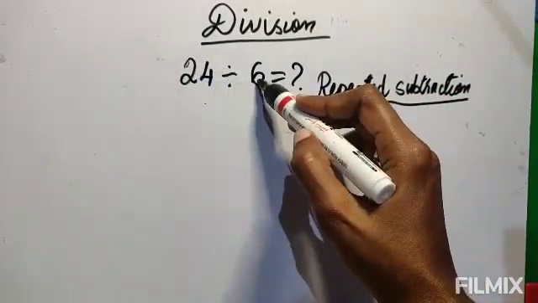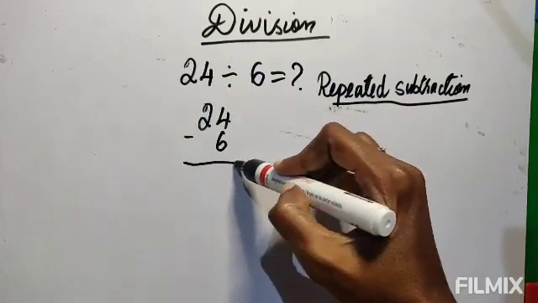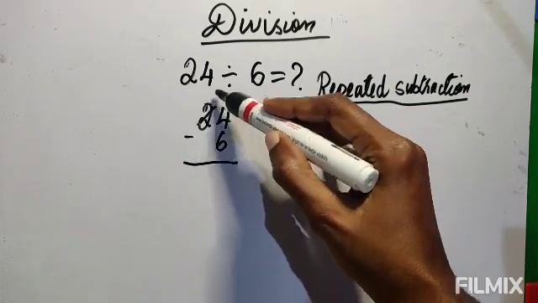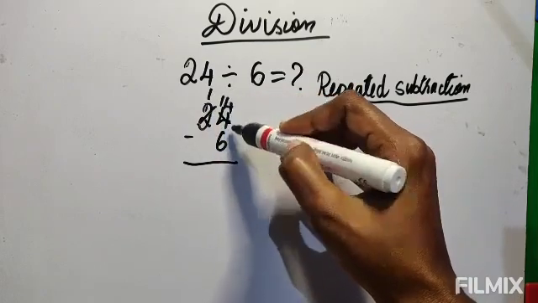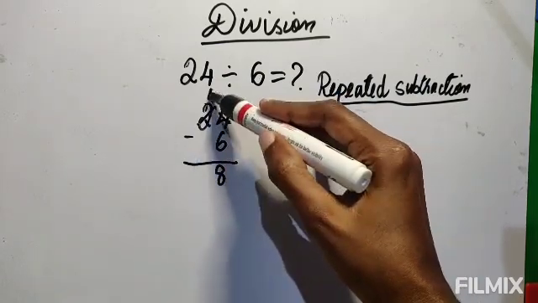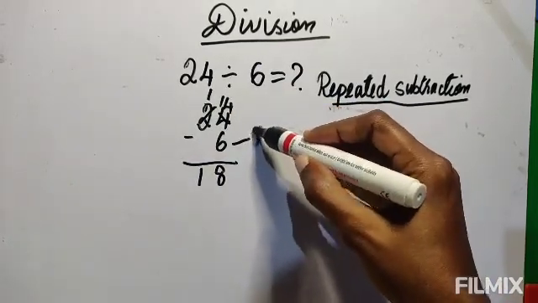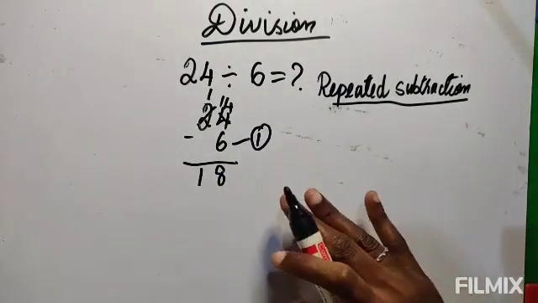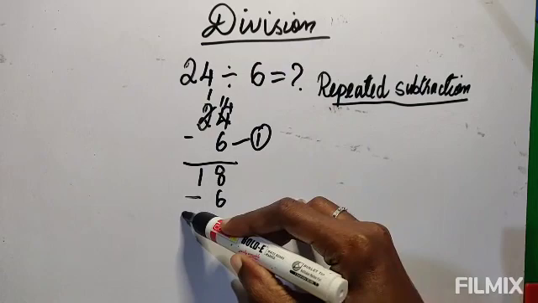So see here, in repeated subtraction you have to minus. From this number, you minus this number. 24 minus 6. You cannot minus because this is a small number and this is a big number, so you will borrow. From 2, if you borrow 1, 1 will remain, and that 1 comes here, so this will become 14. 14 minus 6 is 8. And here there is no number to minus, so this 1 will come here. So one time we have minused 6. Till you get 0, you have to go on subtracting.